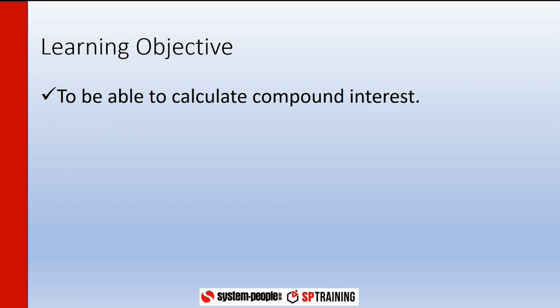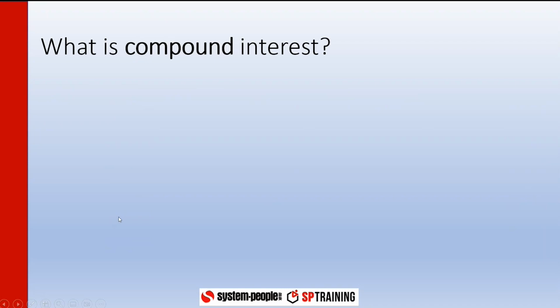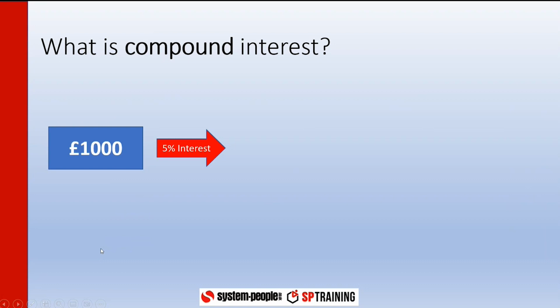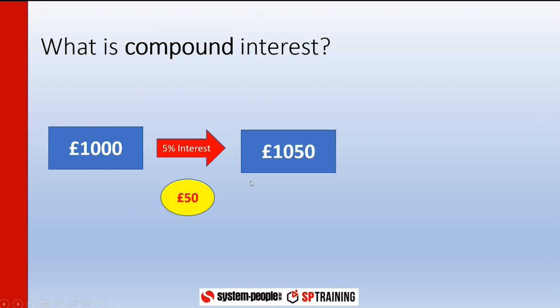Let's have a look at the first thing here, which is what is compound interest? What do we mean by compound interest? Well, if I've got £1,000 in a savings account, for example, and I've got 5% interest added in 1 year, I end up with 5% being calculated as £50, and I add that to the amount. So at the end of year 1, I've got £1,050 in the account.